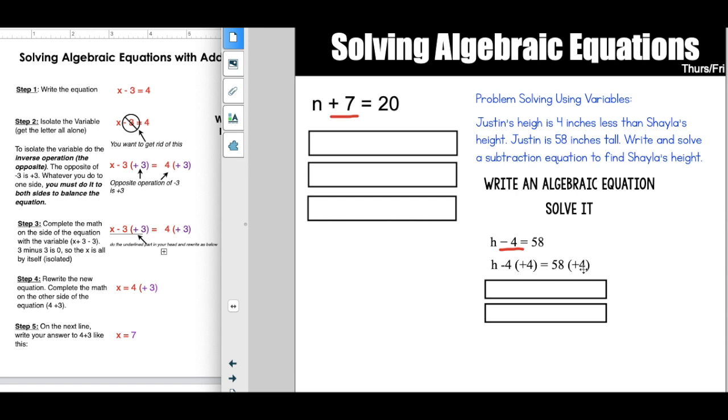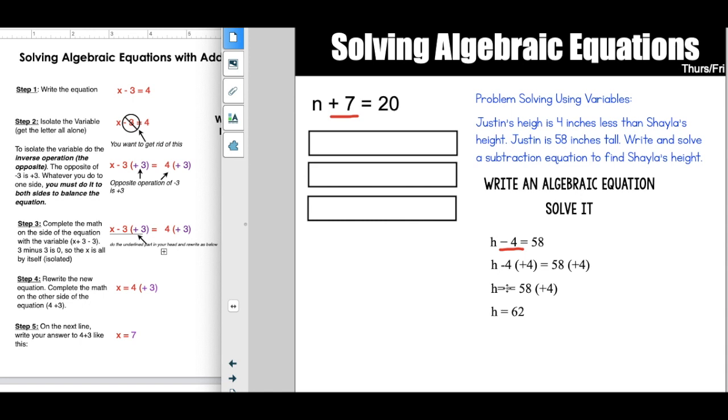The next step is for me to complete the math on the side of the equation with the variable. So minus 4 plus 4 is going to leave me back to 0, which will put h all by itself, isolated, which is what I wanted to do. Hooray! H equals, oh, I've got a double equal sign there, 58 plus 4. So I've got this still left to do. I've rewritten it on the next line. The next thing for me to do is to do this math. 58 plus 4, h equals 62. So Shayla's height is 62 inches tall, which is 4 more than 58. Of course, you won't have these two equal signs.